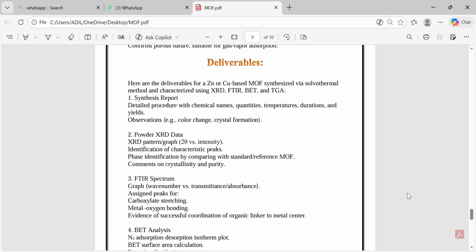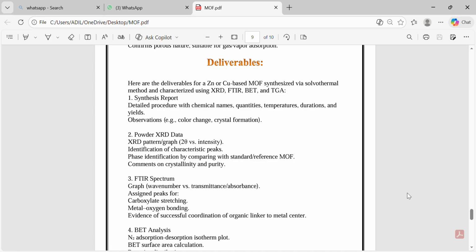Here are the deliverables. Deliverables are the things you must provide after making and testing the MOF. The first is the synthesis report, a step-by-step description of how we made the MOF: chemicals used, amounts, temperatures, time, how much product we got, and what we observed, like color change or crystal formation. The second one is powder XRD data. It is a graph that shows the crystal pattern of a material.